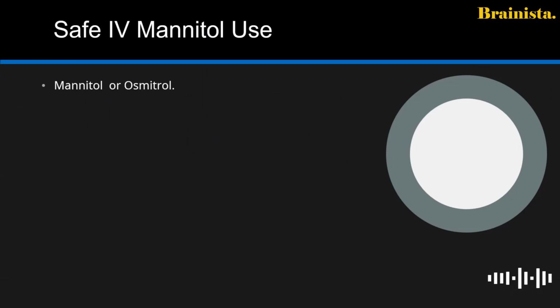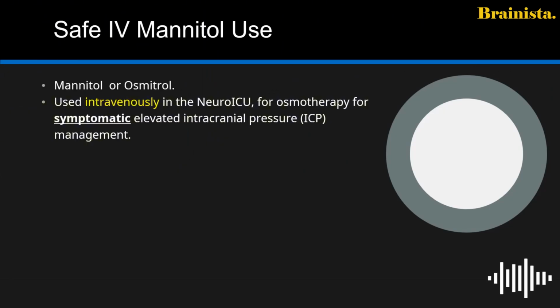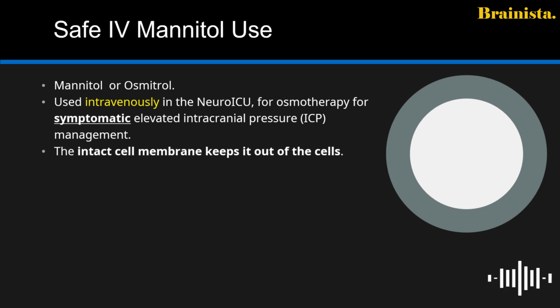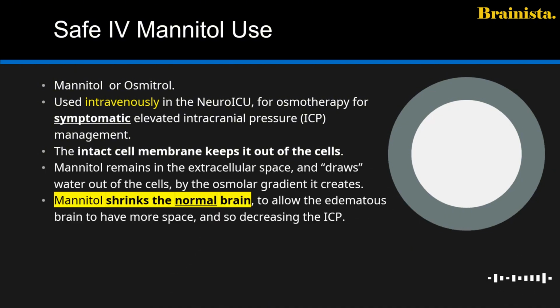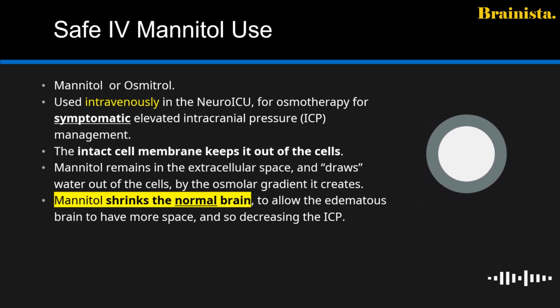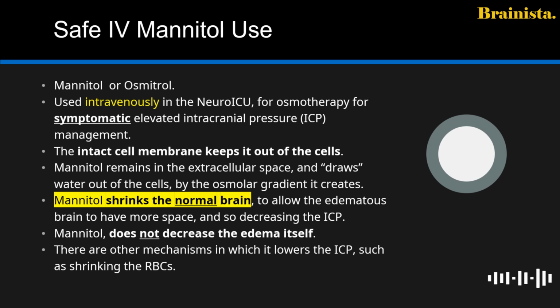Mannitol. In the neuro-ICU, mannitol is used for induction of hyperosmotherapy for management of symptomatic elevated intracranial pressure, or ICP. Mannitol stays out of the normal cells, drawing water out of the cells, and shrinks the normal brain, to allow the edematous brain to have more space, and so decreases the ICP. Mannitol does not decrease the edema itself. There are other mechanisms in which it lowers the ICP, such as shrinking the red blood cells.